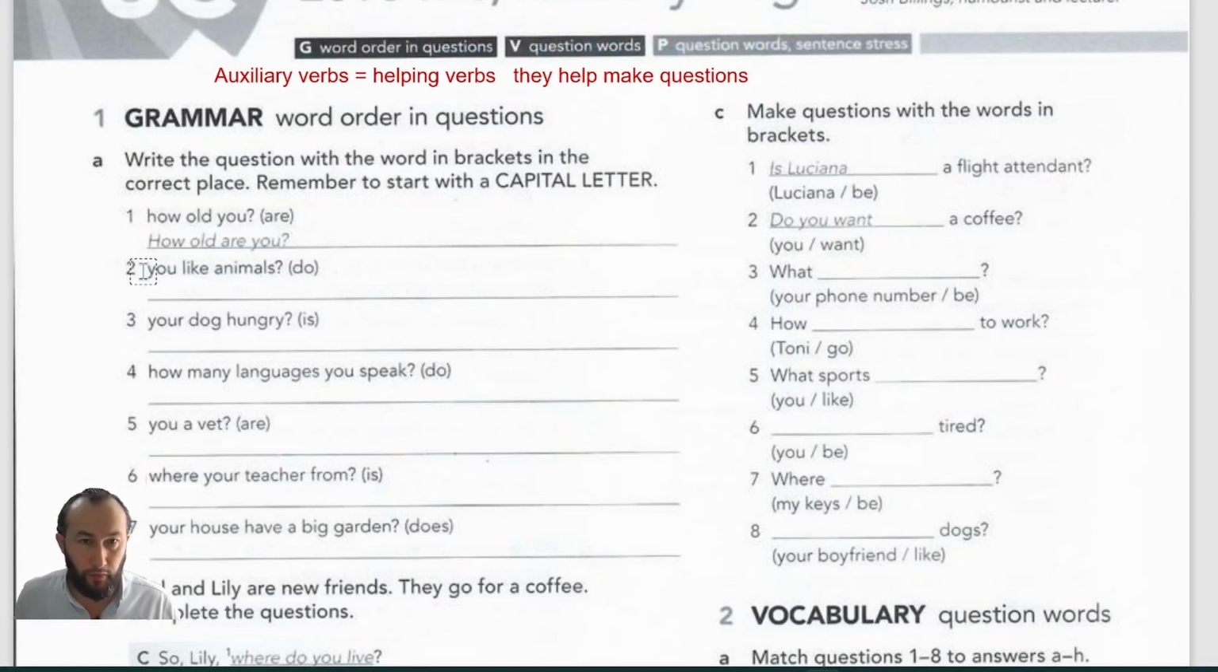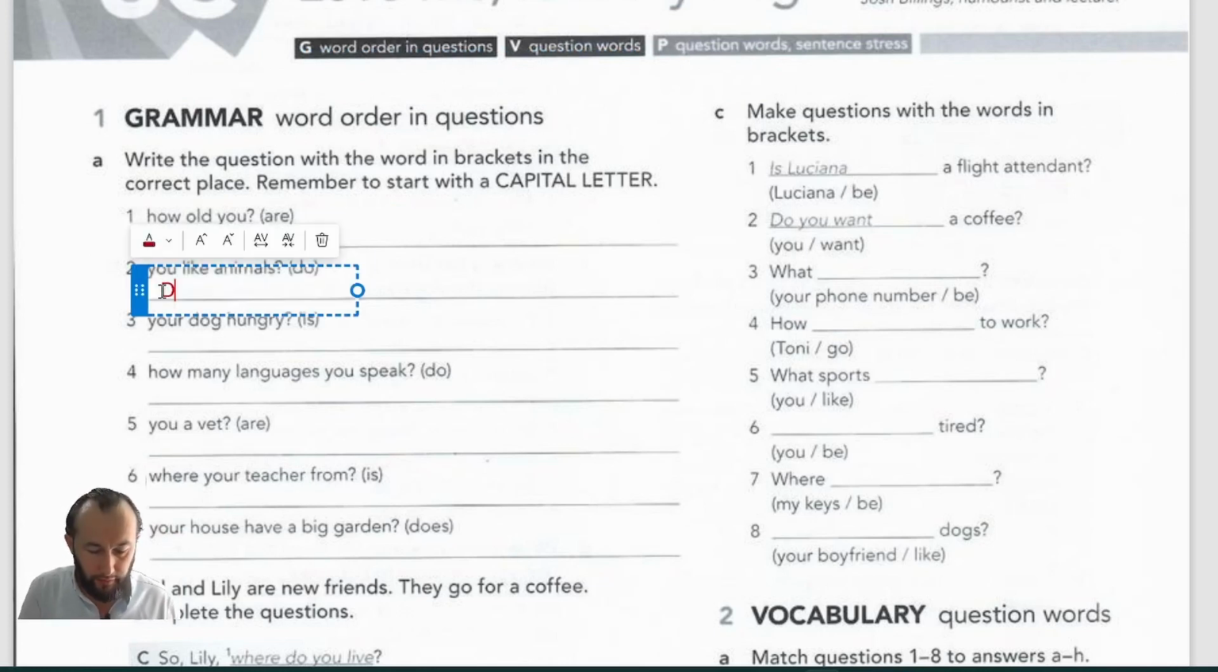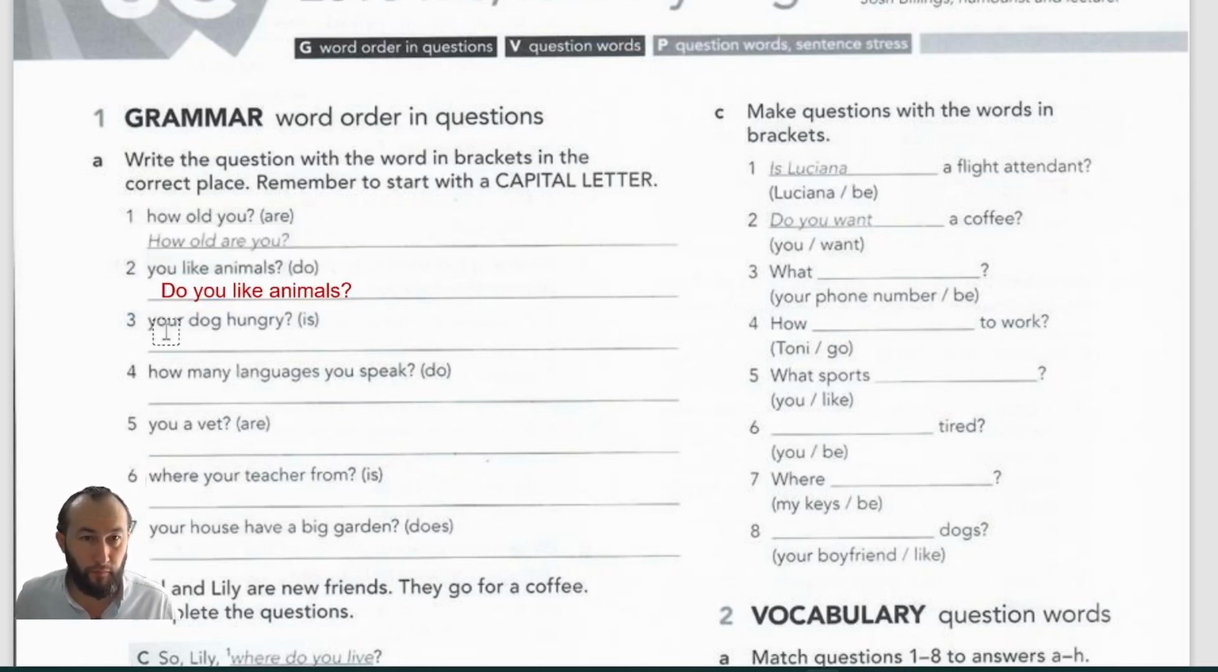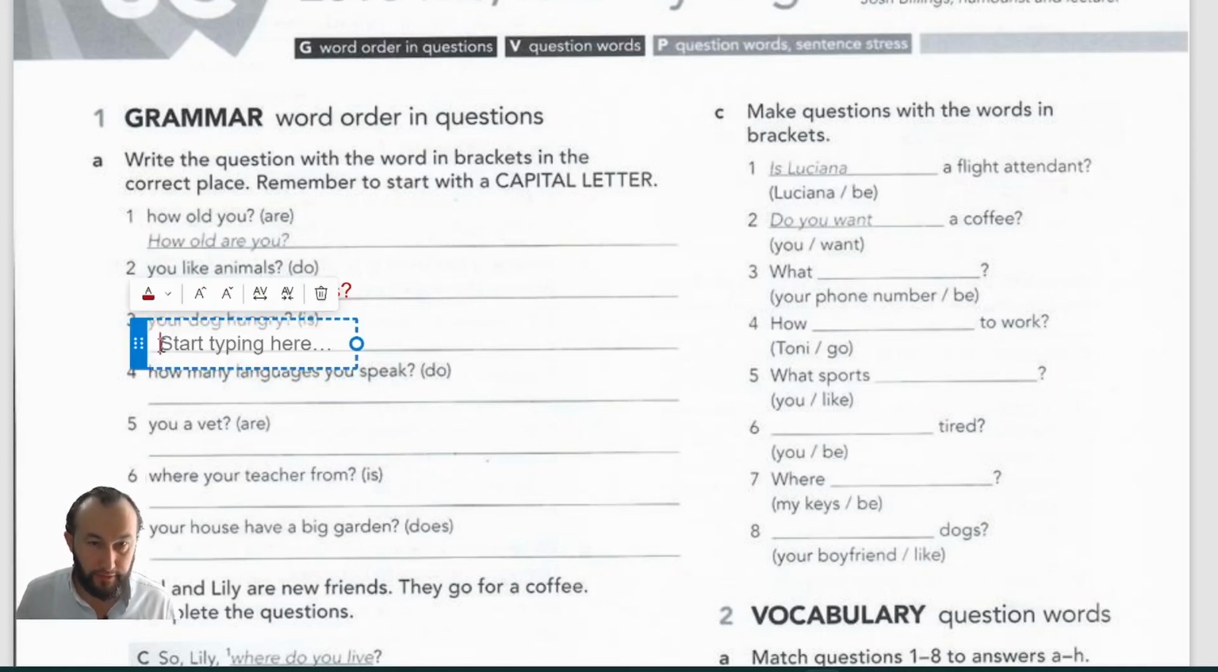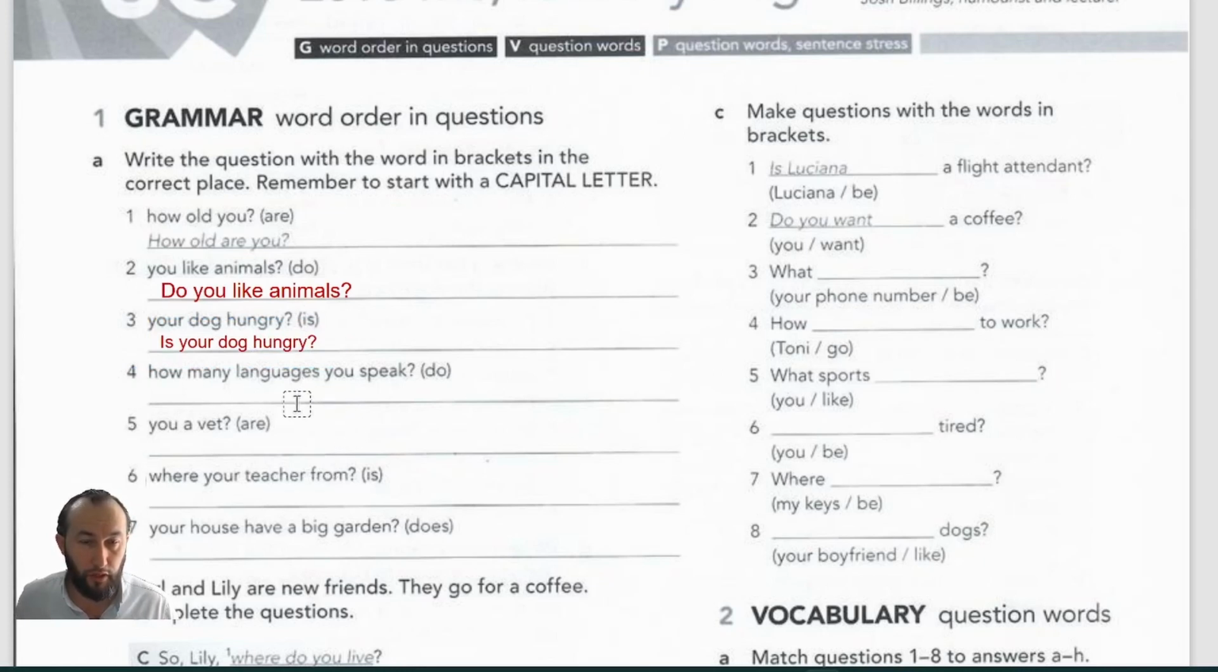So number 2, you like animals. So that's going to be, do you like animals? Because we need to put do before the subject. So, do you like animals? Number 3, your dog hungry. So we use is with a capital letter, and a question mark. Is your dog hungry? And question mark, guys.